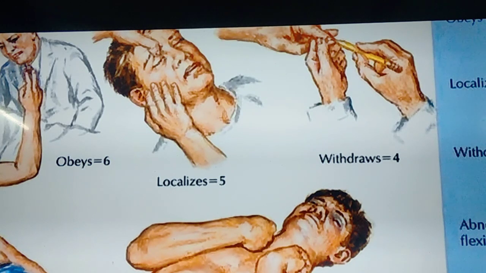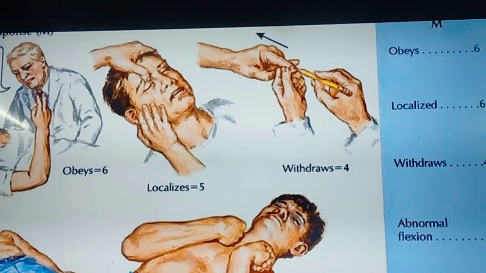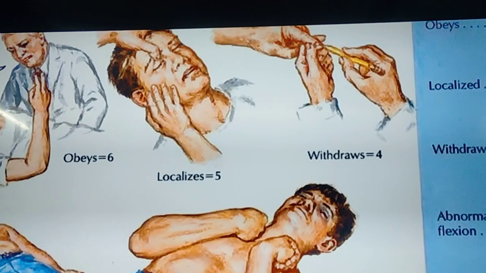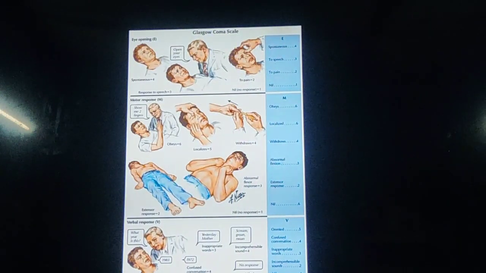And here, when the patient is not able to obey the commands, we are going to give a painful stimulus to the patient, either trapezius squeeze or supraorbital pressure, or we are going to apply nail bed pressure. Then, if the patient is able to localize the pain where we have given the painful stimulus, we'll give the score 5. If the patient withdraws from pain, then we'll give 4.